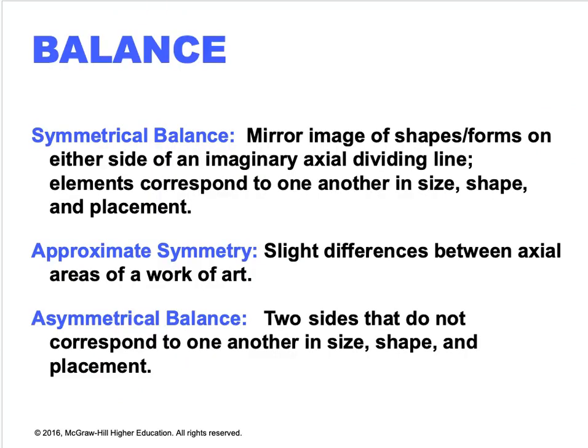So in this idea of balance, we have 3 types. You can either copy these definitions down, and I say this with everything in this course, you can copy them down word for word, but if you can write it in a way that makes more sense to you, that's probably better for your learning. You just want to make sure you understand it and you're getting an accurate definition. We have symmetrical balance, approximate symmetry, and asymmetrical balance.